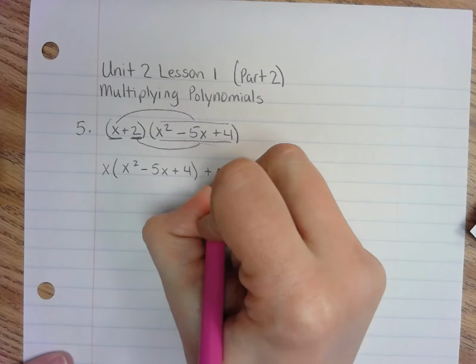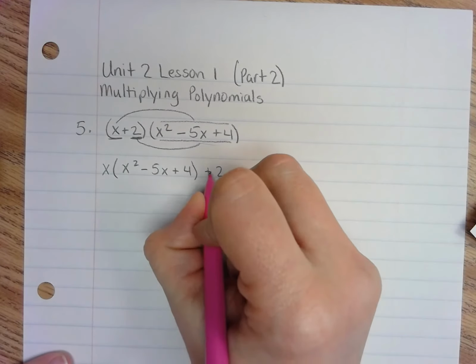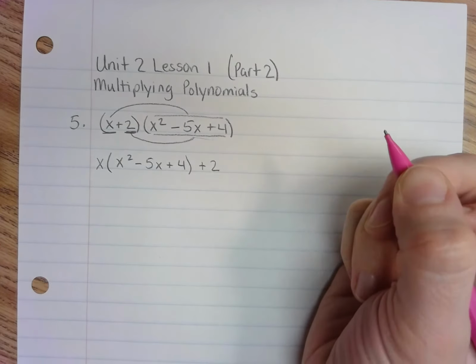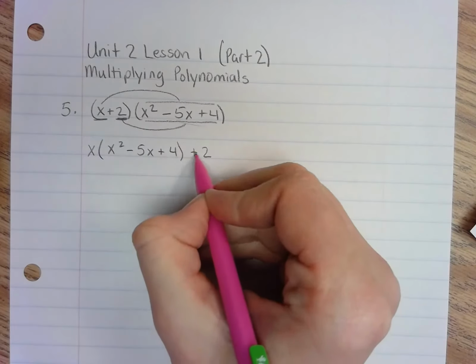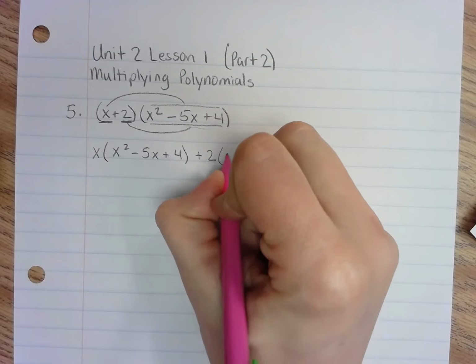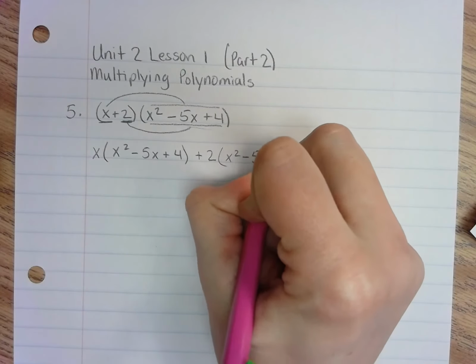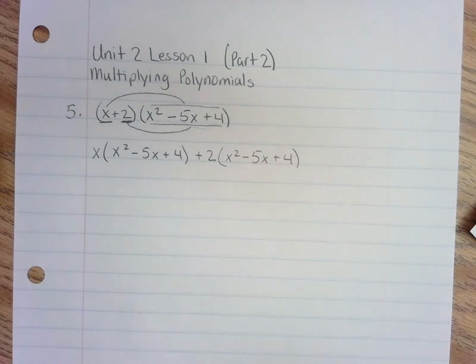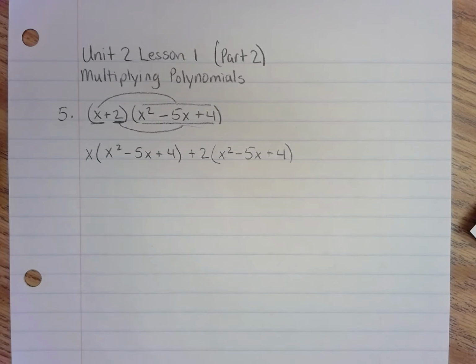So let's write that. We have our positive 2. Don't forget that positive or negative sign. Based on what you have in the problem, you need to write it here in your work. So we're going to multiply that 2 times the x squared minus 5x plus 4. Now that we have it set up, we will just distribute.